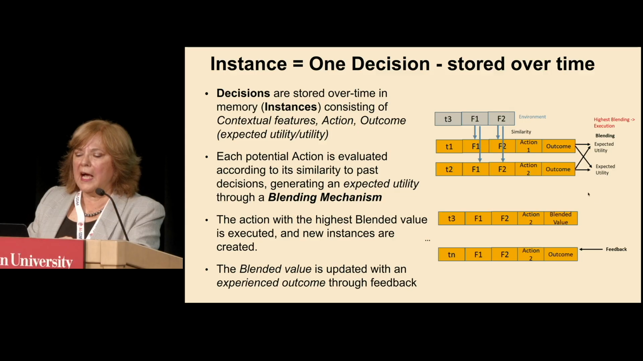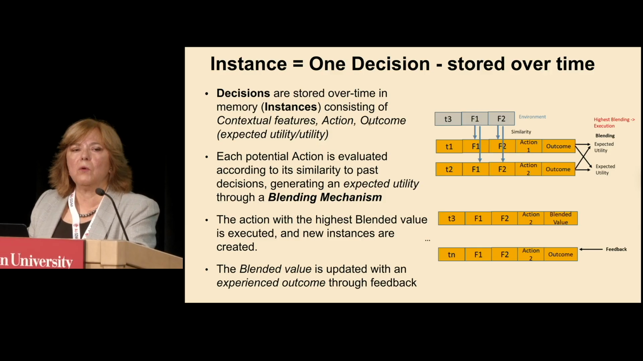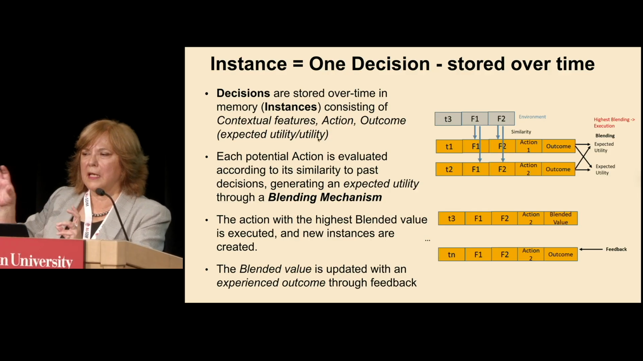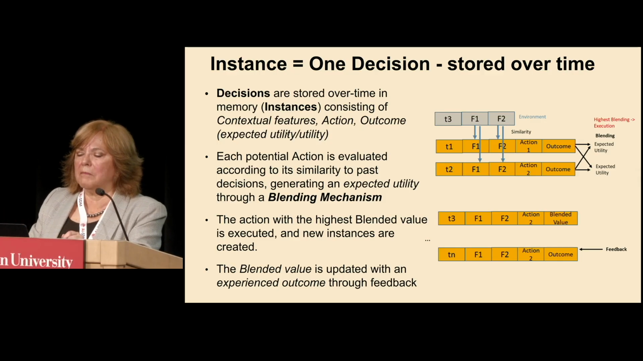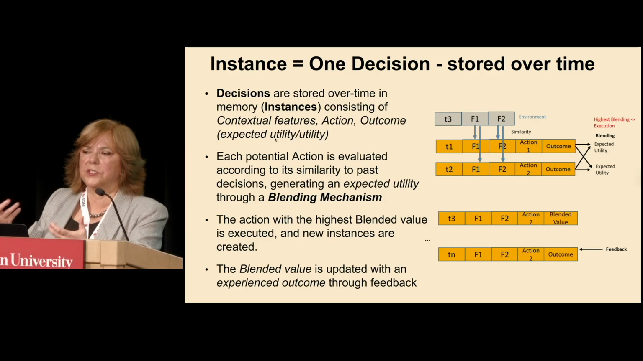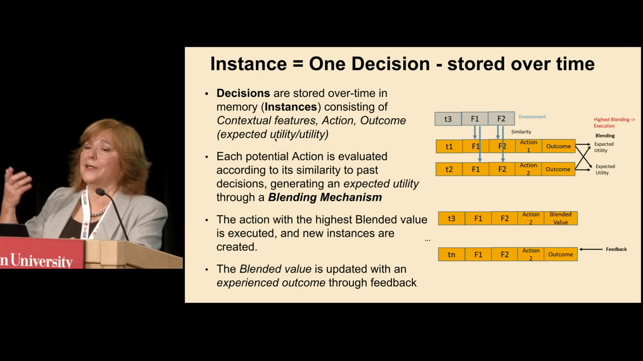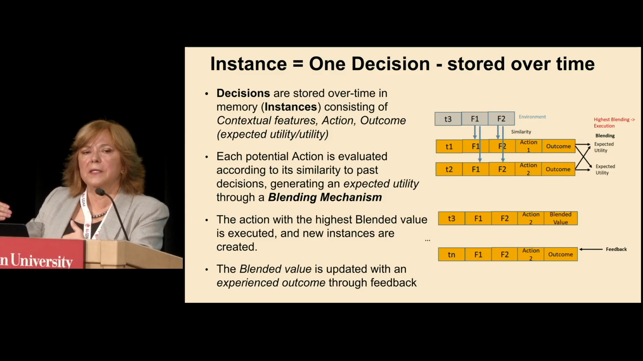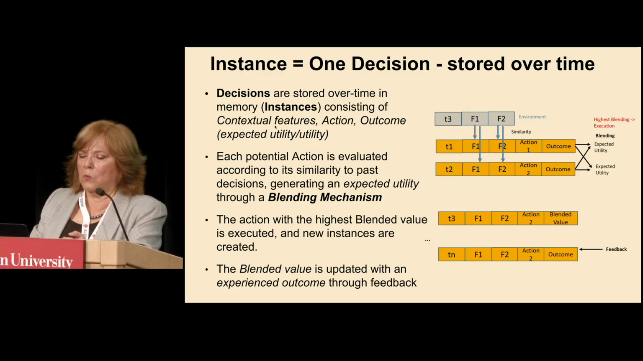So let me go over what is an instance, because that's going to be needed for the next part. So the idea is that each decision that we make is stored in the form of an instance in memory that has the contextual features used for a decision, the action or decision taken, and the outcome. Now here I'm going to use outcome, expected utility, and utility in similar ways. What happens is that we first determine what is the expected utility or expected outcome. I'm using those as synonymous. And then when you receive feedback, you know exactly what the experienced utility or actual outcome was.